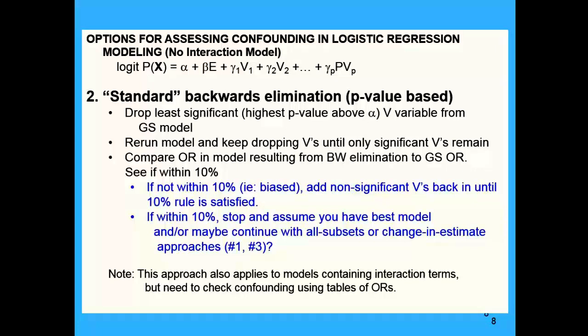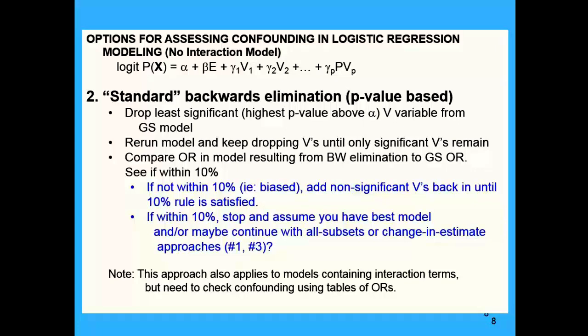But say you have to drop 7 and you get down to 3. And then you find that it's more than 10% different, so you have to add some back. What if you add another one back and it's still more than 10% different? You add another one back. You might wind up adding everything back, and you're back to the gold standard model. You haven't done anything. That's possible. And then you're back to doing all possible subsets or one of these other approaches. But that's a way to shortcut the process and maybe still get a reasonable answer.